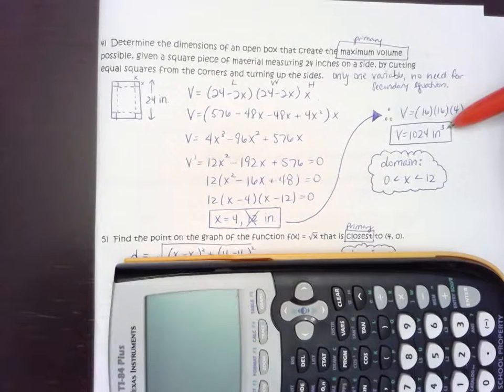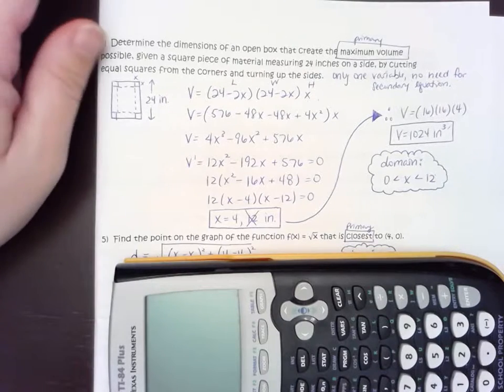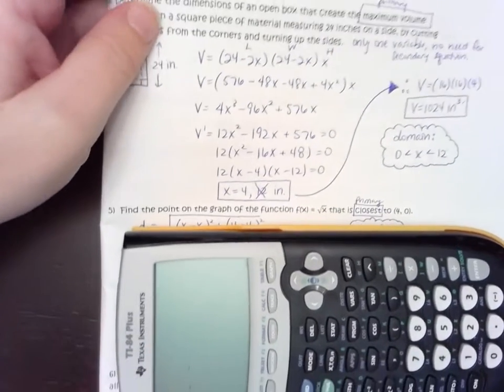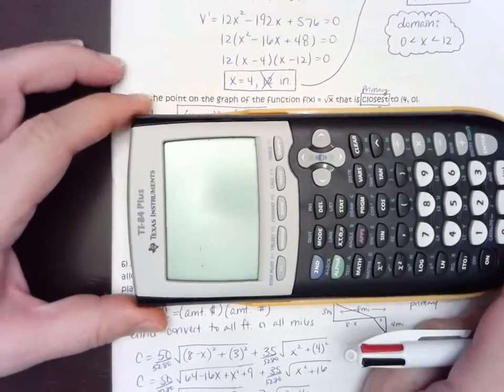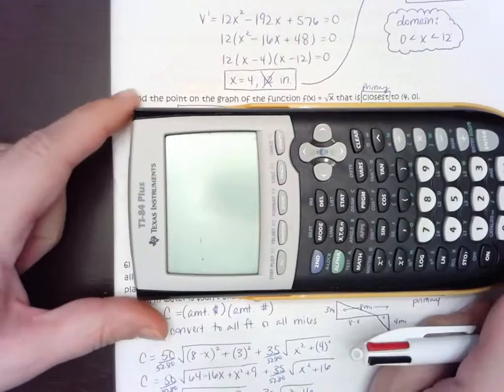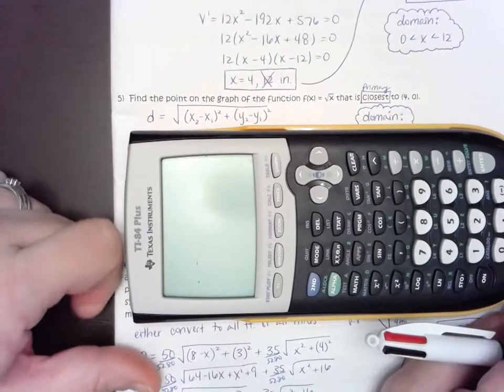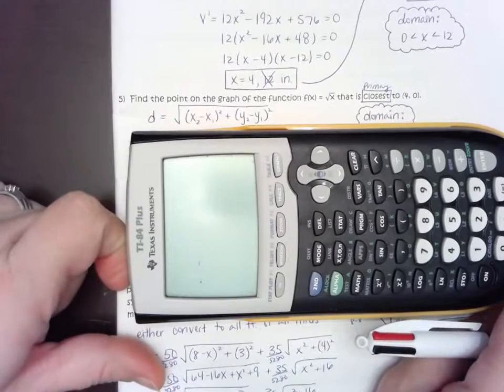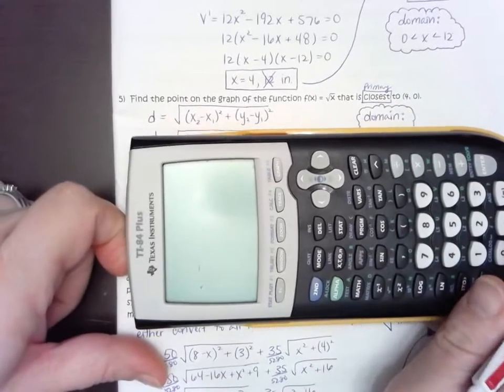Three-dimensional object or whatever. Number 5 is minimizing distance. When it says closest, you can interpret that as minimal distance. So that's my primary equation. My distance formula, according to points and graphs, looks like that. Okay? Now, what are my knowns? My point, my x1, y1 is 4, 0.